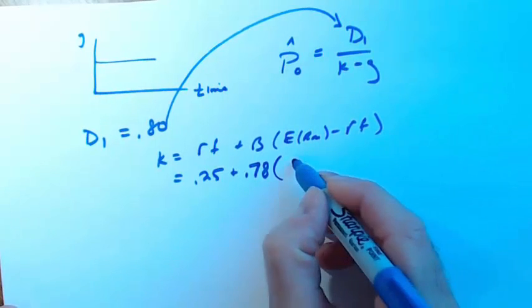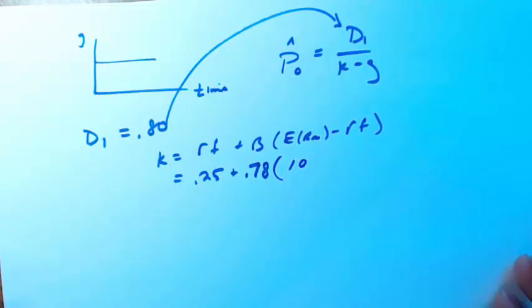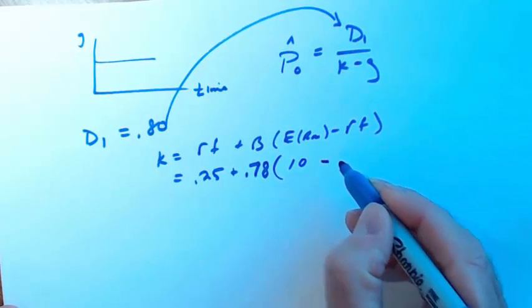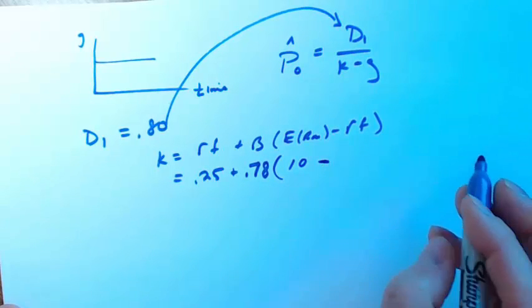Now, the expected return on the market, I'm going to use 10%. I've been telling you, look, over the past 80 years, it's been 10 to 12%. So what do you expect to happen over the next year? Well, my best guess is 10%. You could use 10, 12, anything you think is reasonable.